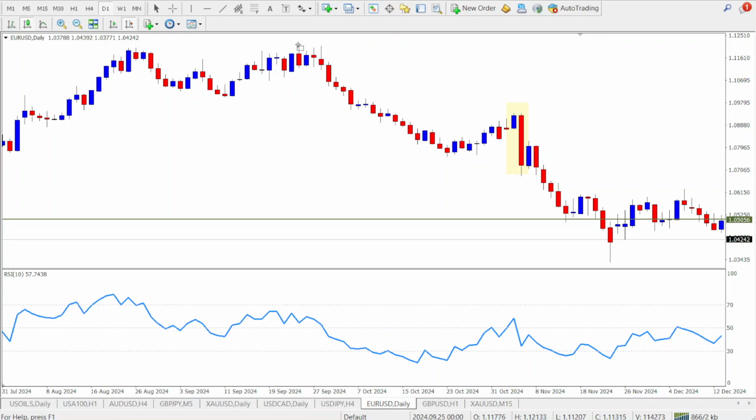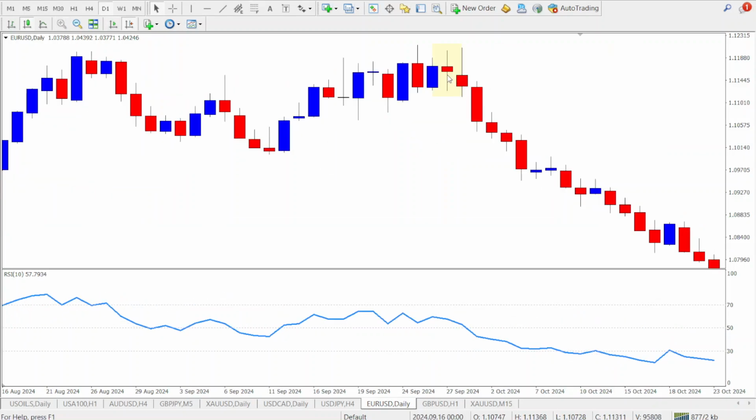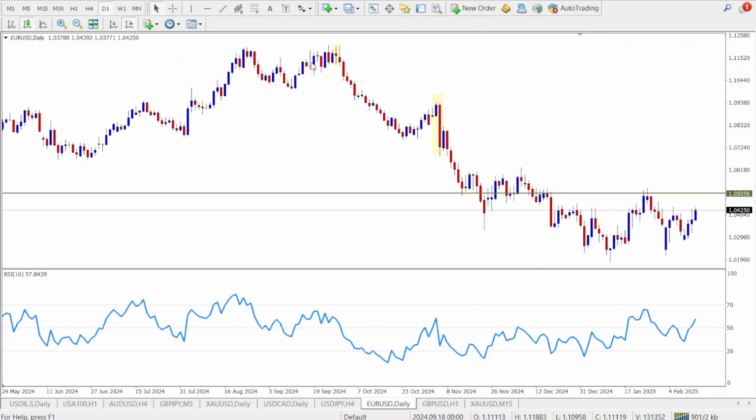You can see what we have here. A doji candle is a small bodied candle with long wicks showing indecision in the market, often appearing before a trend change. And you can see that that's exactly what happened here. It appeared right before the trend changed from a bullish trend to a bearish trend.